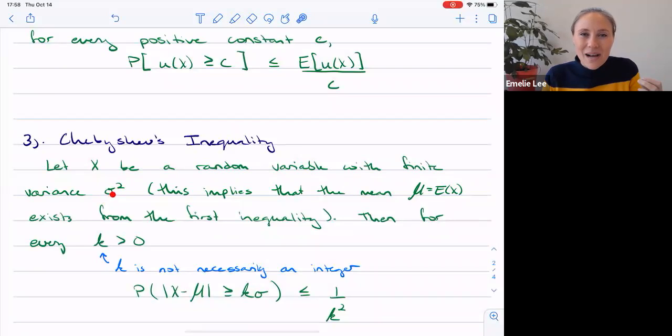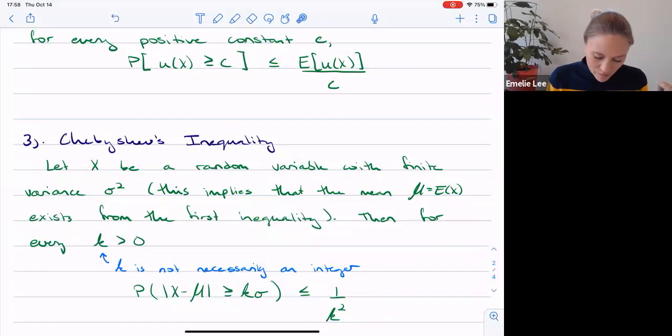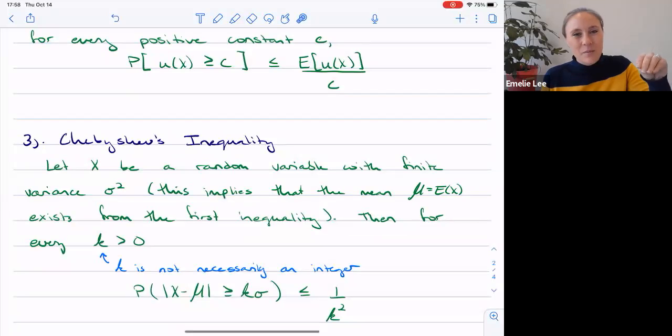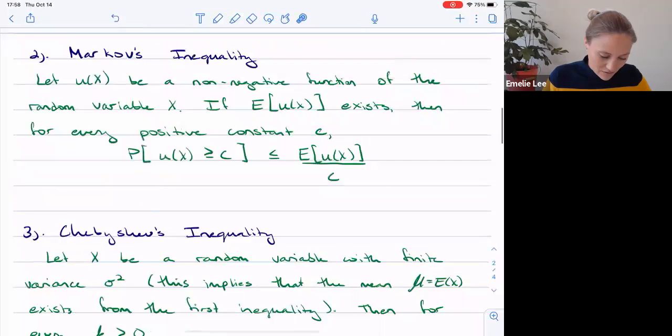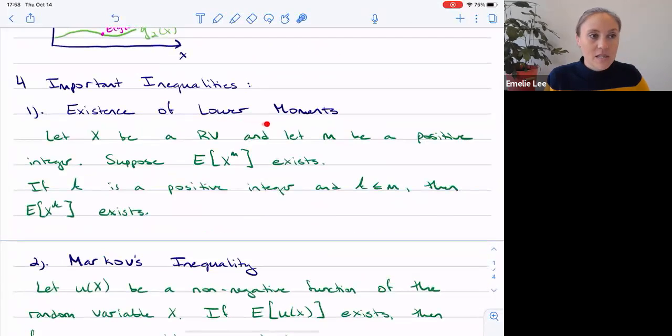So this implies that the first moment exists, right? That the mean E of x exists, and that's from the first inequality. And it also implies that the second moment exists. But if the second moment exists, then we know from that first inequality, this one here, the existence of lower moments. So if I tell you that the variance exists and it's finite, then you know that the expected value of x, the mean, also exists.